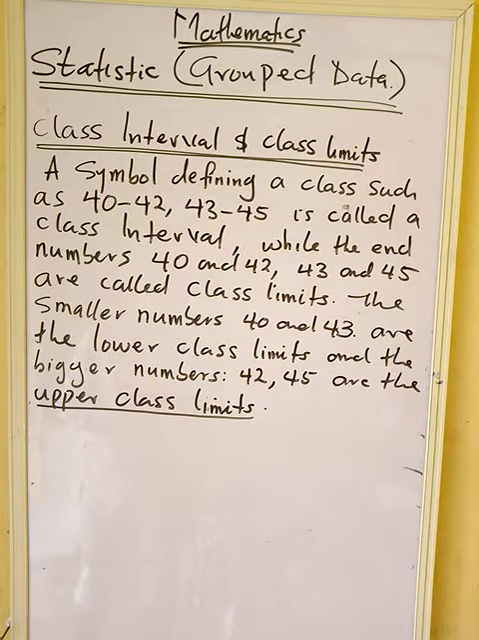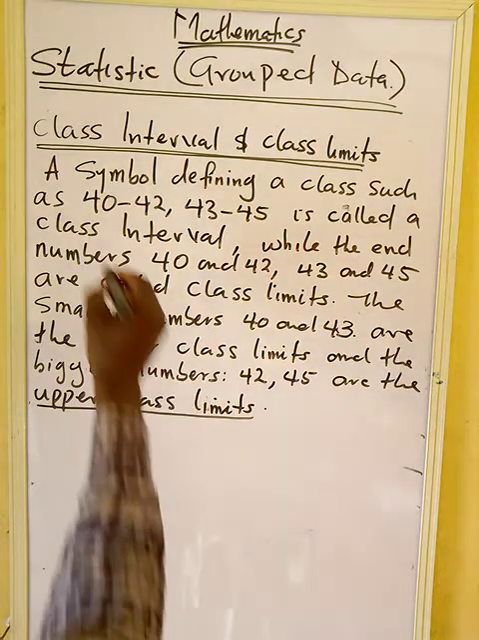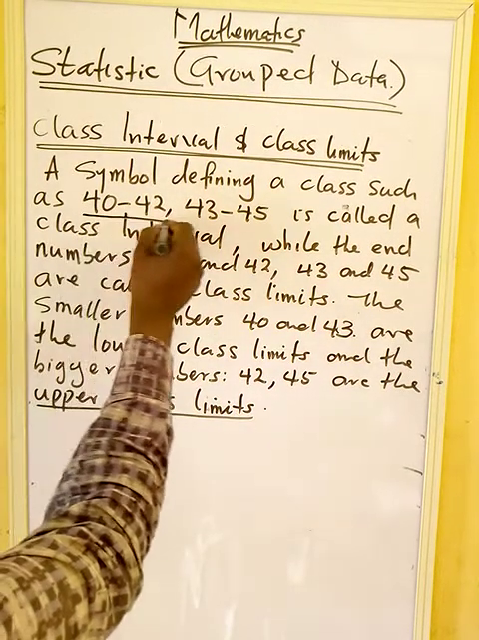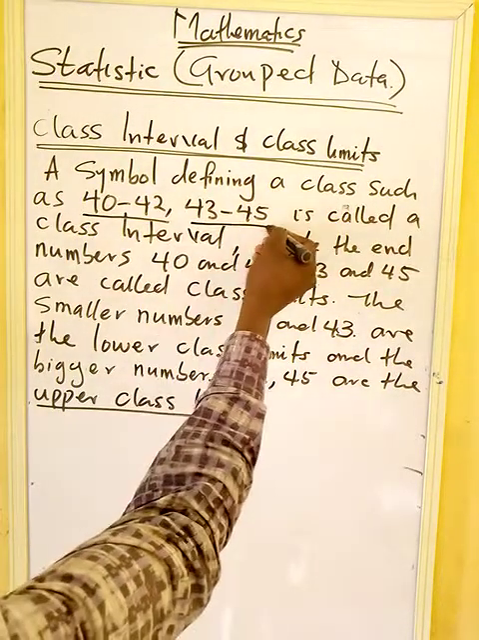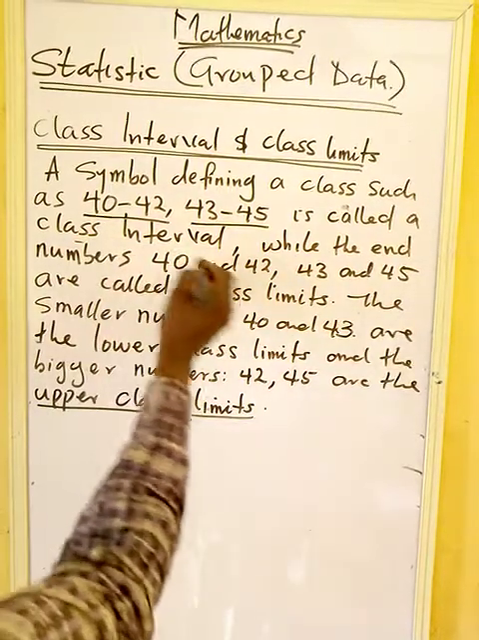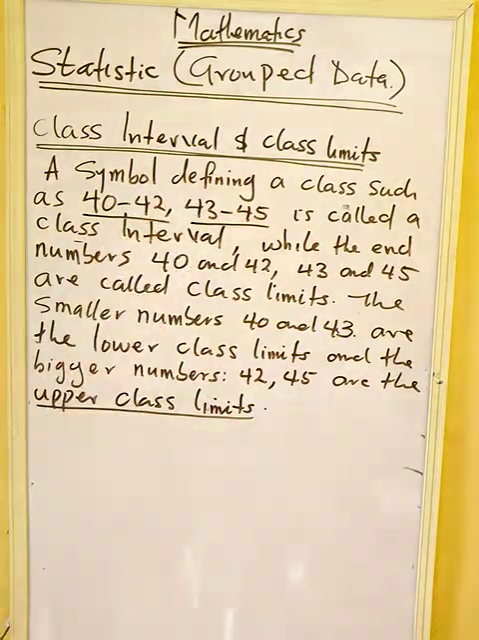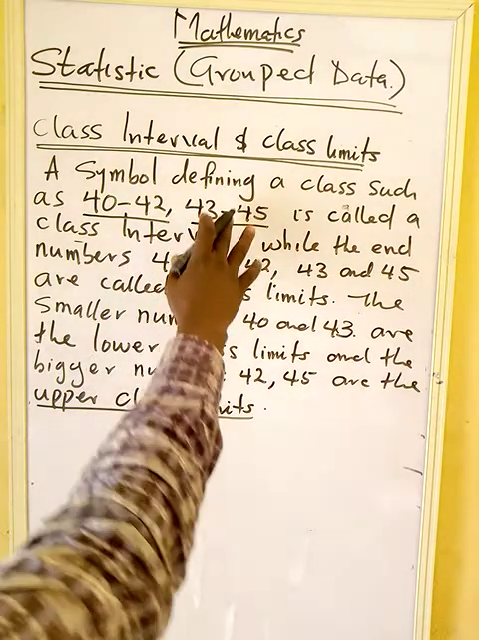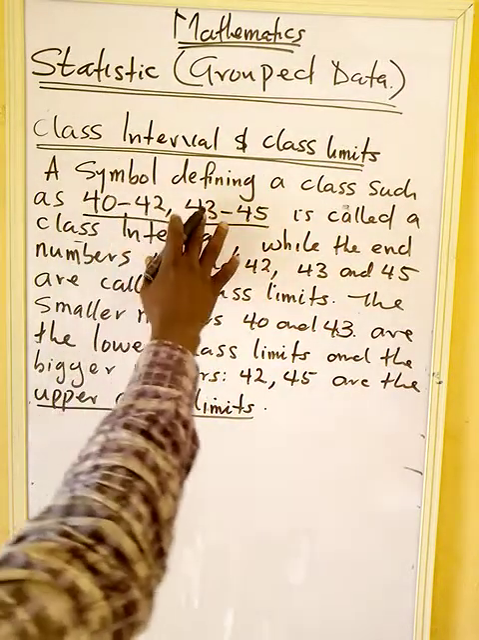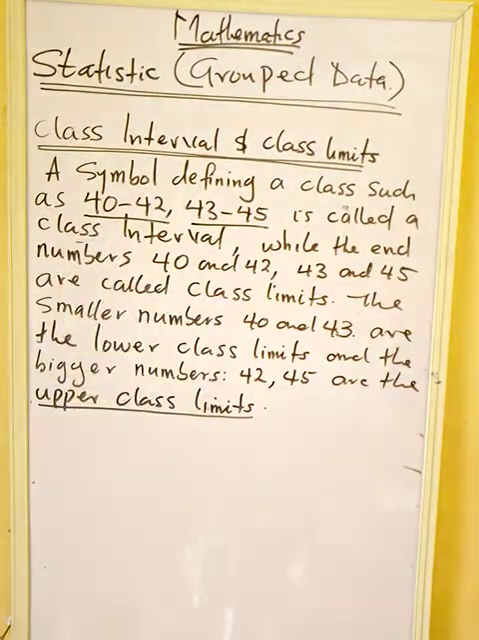So what we want to do now is class interval and class limits. A symbol dividing a class, such as 40 to 42, 43 to 45, is called a class interval. The interval between 40 and 42, and between 43 and 45, is called the class interval.